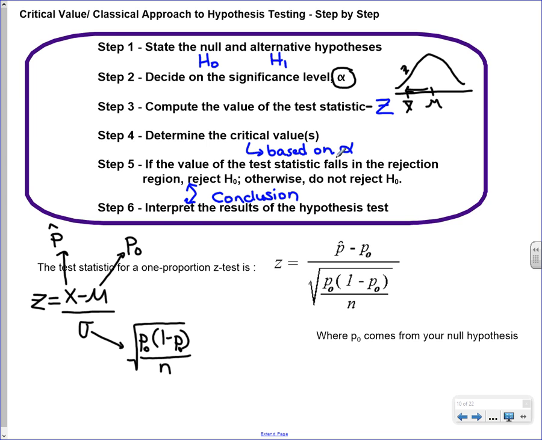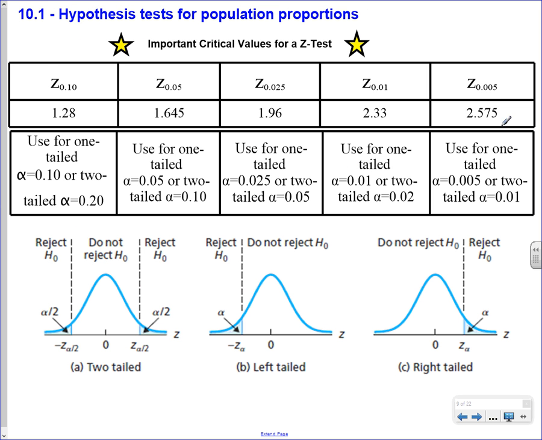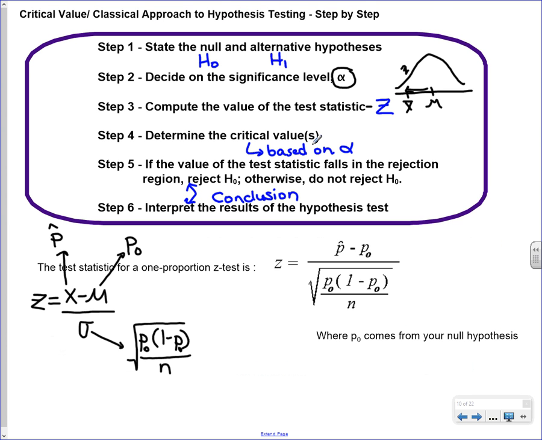Determine the critical value. That comes from alpha. That's just these numbers here. Just like when you were doing your confidence interval in chapter 9, that z alpha half would be based on your confidence level. You just go look it up and use it. The same thing here. When you know your alpha, then you can set up your critical value. If the value of the test statistic falls in the rejection region, then you reject the null. Otherwise, you do not reject. So once you calculate the critical value, you compare your z to the critical value, see if it falls in that rejection region or not, and then make your conclusion, okay?